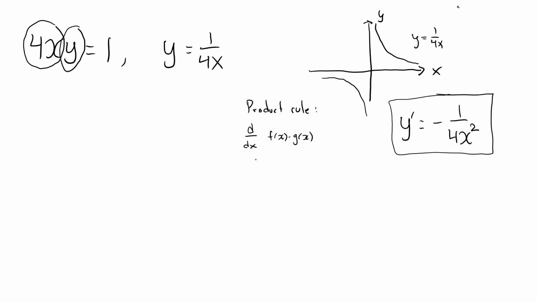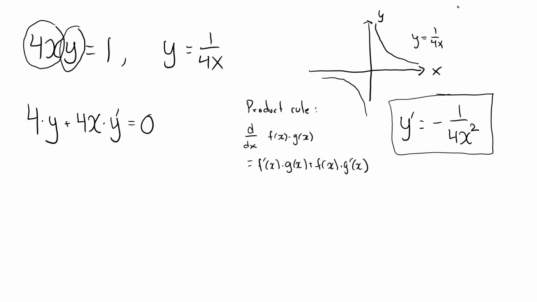By the product rule, we begin with the derivative of the first term, that will give us 4, and we multiply it by the second term, which is y. Then we do plus the first term, 4x, multiplied by the derivative of the second term. The derivative of y is the inner derivative only, that is y prime. The derivative of the right hand side is 0. The last step is to solve for y prime, and we have y prime equal to minus y divided by x.